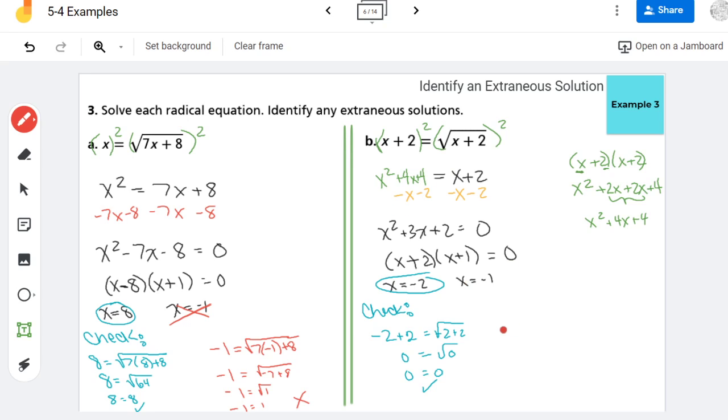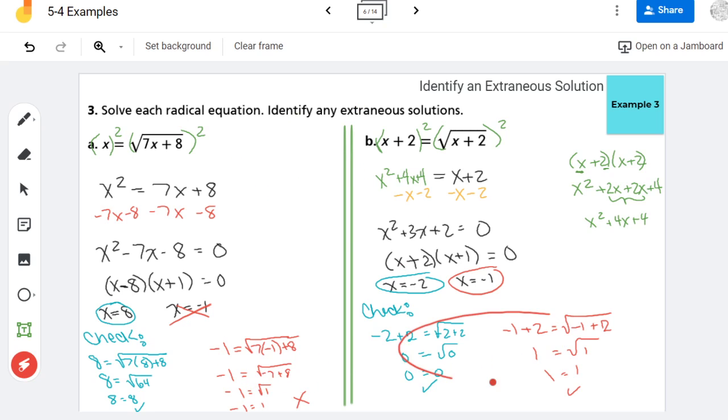So now with negative 1. So I have negative 1 plus 2 equals the square root of negative 1 plus 2. So negative 1 plus 2 is 1. And the square root of 1 is 1, so negative 1 is also a solution. So notice, just because I can get an extraneous solution doesn't mean I have to get an extraneous solution. That's why you want to check each and every single solution, okay? Because one might work and one might not. And don't think that just because you check and you get one that doesn't, that the other one will. Okay, so make sure that you check everything.